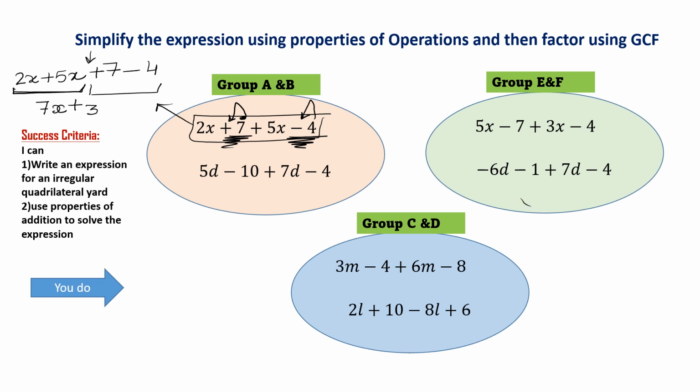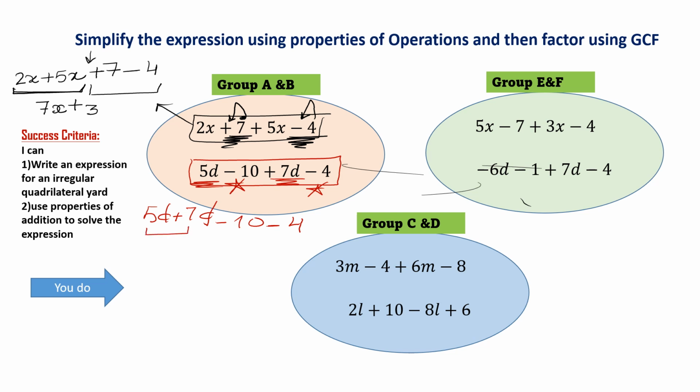Let's try another question here. 5d minus 10 plus 7d minus 4. So look, d with the d. I write together 5d plus 7d. Now the numbers alone, minus 10 and minus 4. Write it down. 5 and 7 gives me 12, and put the d.